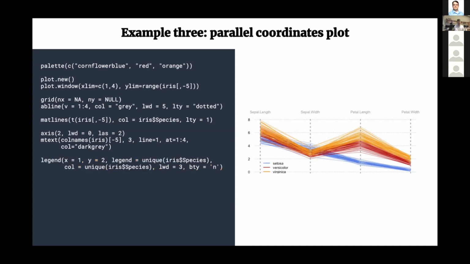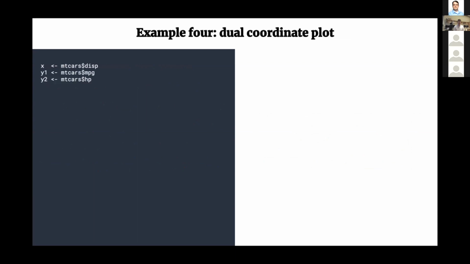Yep, so we have another plot. And one more example is this dual coordinate plot. This is a bit in poor taste, but some people do this. You might have a plot that has 2 different y-axes. So that's an example of a plot like that.